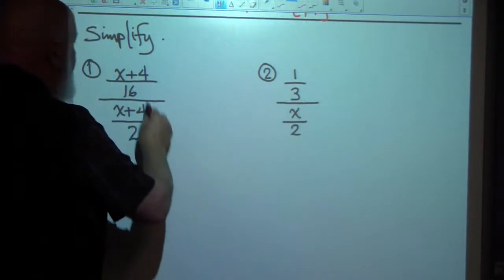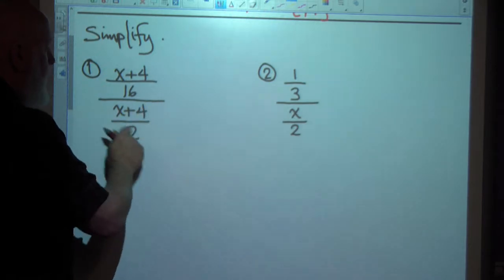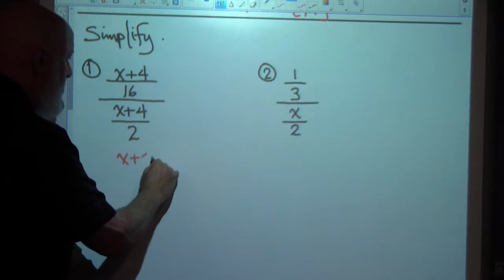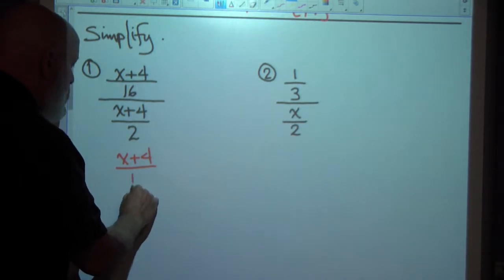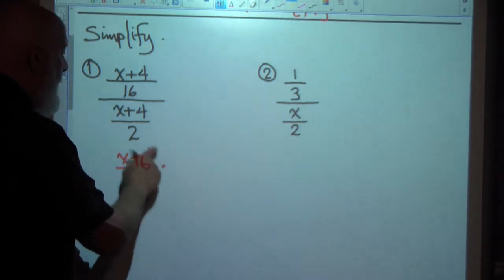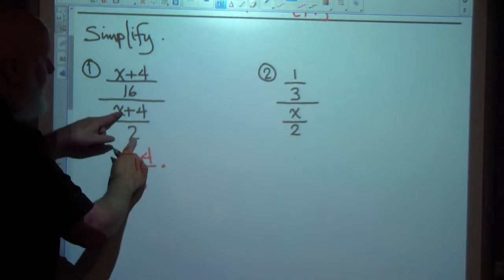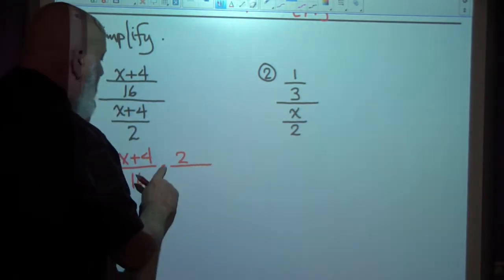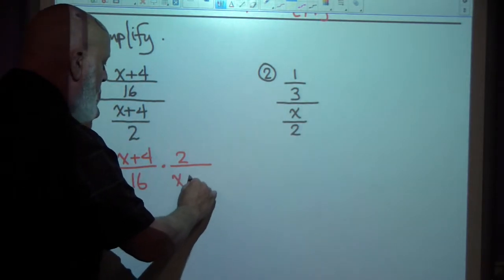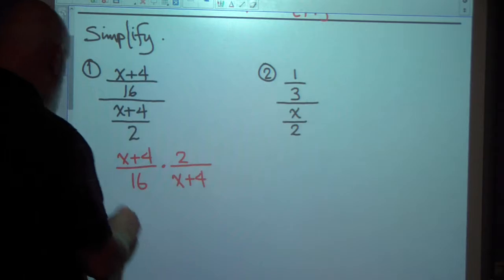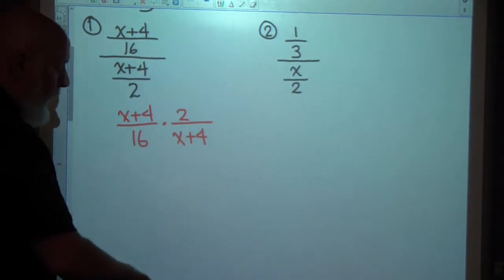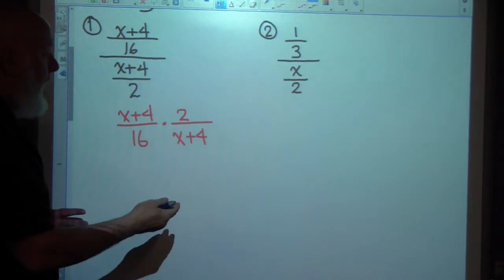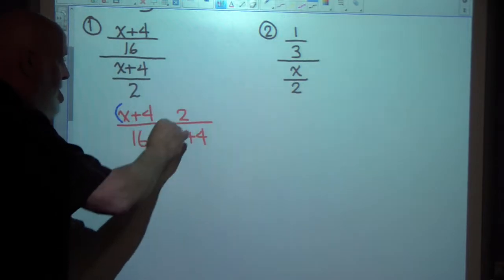Simplify. I've got this fraction divided by this fraction. So I'm going to leave the top one alone, and multiply it by the reciprocal of the bottom. I'm going to invert this. Invert and multiply. Now what we got to keep in mind here is that there are some things we can cancel. The numerator and the denominator of any fraction have implied parentheses around them.